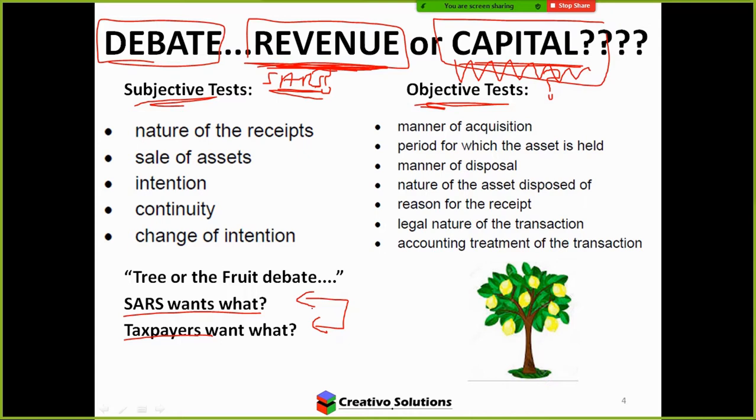Same with the taxpayer. If you're going to claim something as capital and not as revenue, then you need to be able to motivate and substantiate and provide the evidence to prove that it is indeed capital. So as long as you can do that, and you can, based on facts, motivate the one or the other, it would be taken into consideration when working out taxable income.